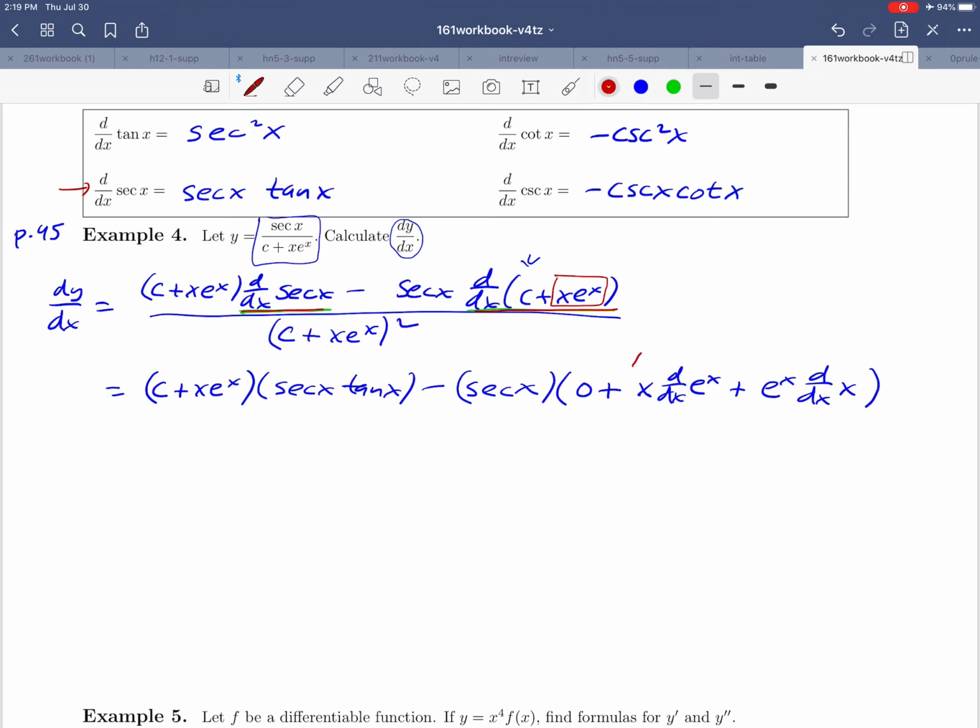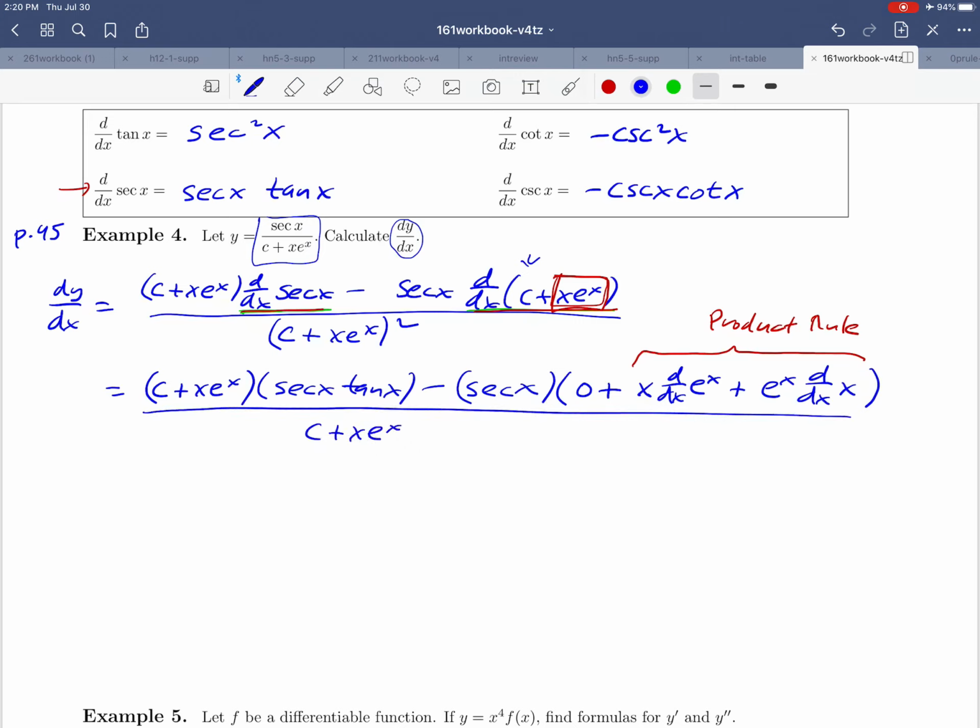Just for the sake of your notes, I'm going to mark that. That part that I'm bracketing there came from the product rule applied to just this small part of our problem, the xe to the x. And all of that's divided by the denominator squared, so c plus xe to the x squared in the denominator, that is.